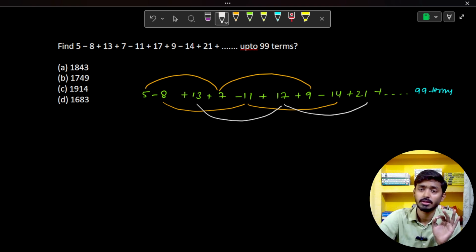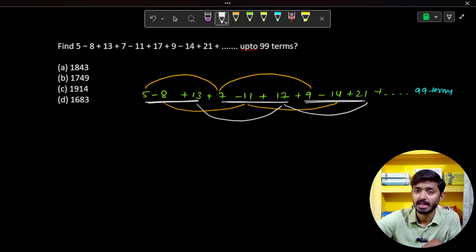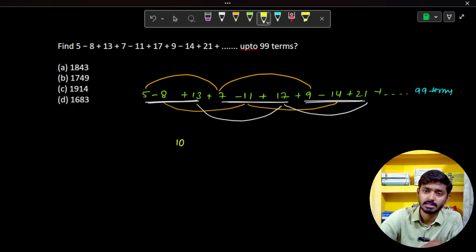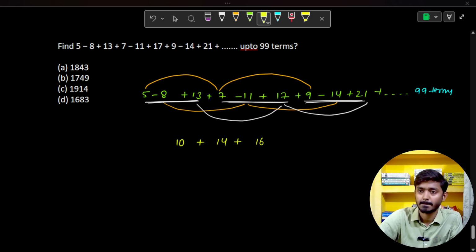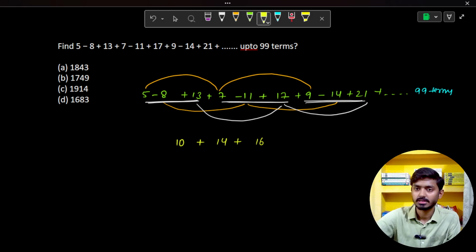We are going to use the sum of the batch of 3 terms. We will add these 3, add these 3, again add these 3, and then we are going to use our AP method. 5 minus 8, that is minus 3, plus 13 is 10. 7 minus 11 is minus 3, plus 17 would be 14. 9 minus 14 minus 5, that would be 16. Well, I guess this does not look like an AP.